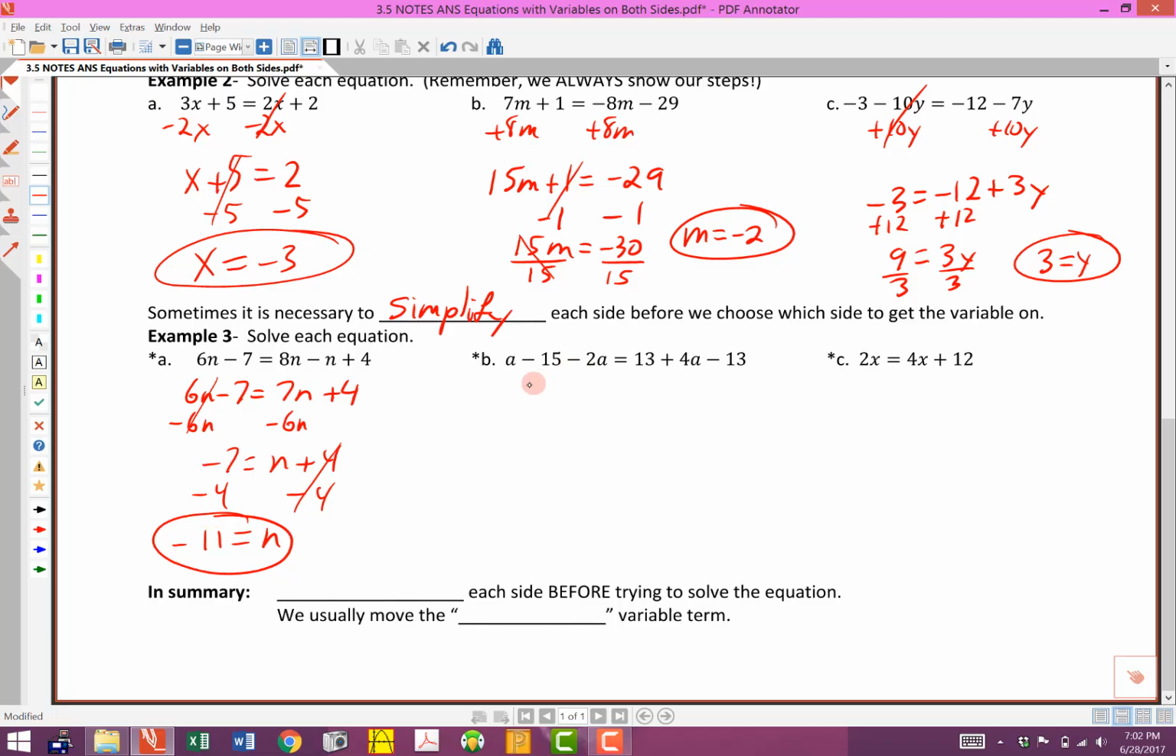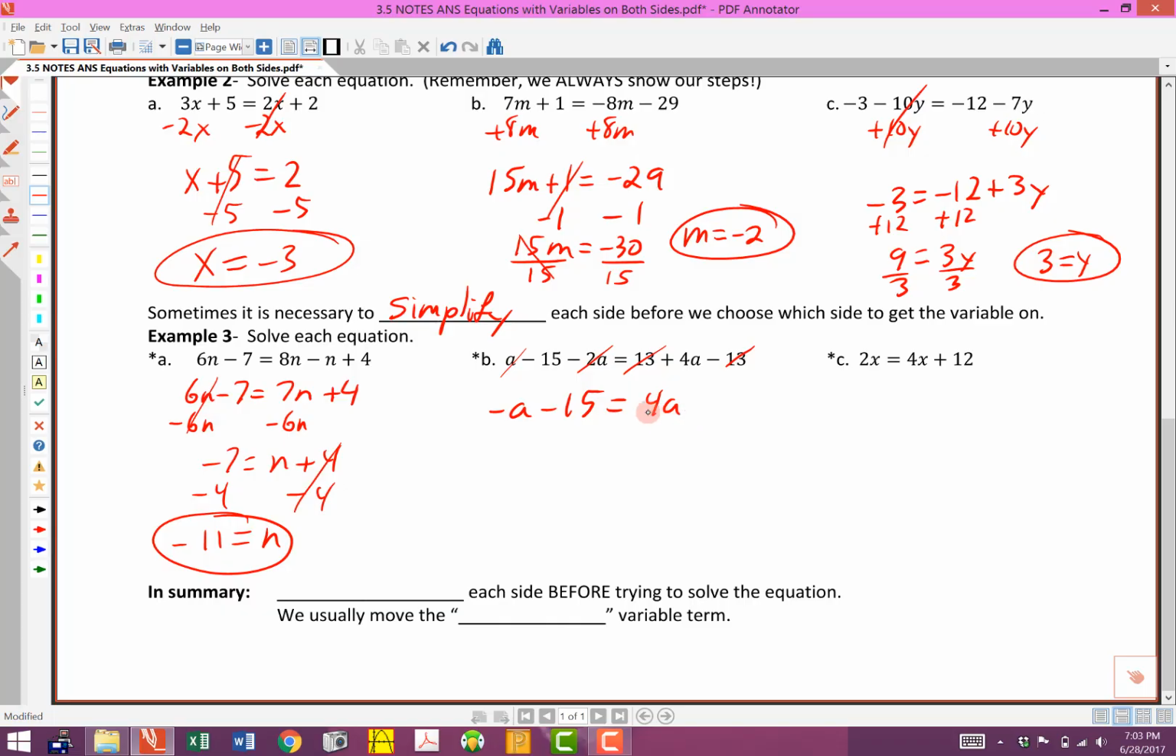All right, next one. We have something we can simplify on both sides here. We have an a and an a, so we've got a minus 2a. That's going to be minus 1a, or just negative a. So done simplifying those. There's still a negative 15 on that side, and then over on this side we have a 13 plus 4a minus 13. Remember, constants are always like terms, so I have 13 minus 13. Those actually cancel to be 0, so we're left with a 4a.